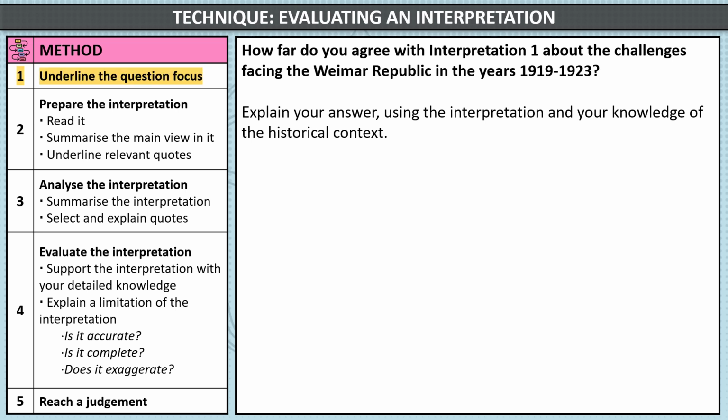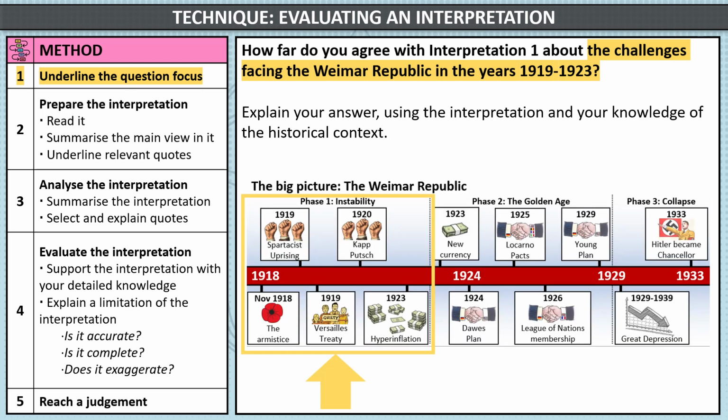The first step is to underline the focus of the question. We do this to make sure we stick to what we've been asked to write about. In this case, the focus is the challenges facing the early Weimar Republic. We need to decide whether the interpretation gives us a true view of that topic. In other words, we're focusing on this bit of the course, the early unstable years of the Weimar Republic.